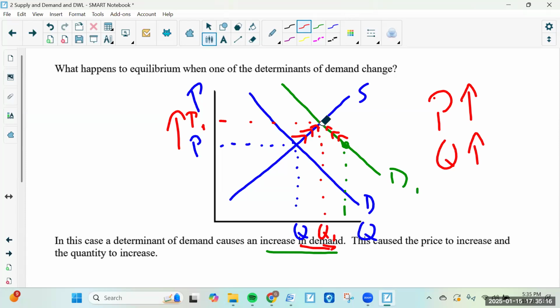Anytime you get an increase in demand, this will always be the answer. Don't memorize it, because you're going to have to be able to draw it. For the free response test, you're going to be able to draw it. For the multiple choice, you're going to want to draw it. You're going to want to have a piece of paper next to you when you take the multiple choice questions in this class, and you're going to want to draw this stuff out.